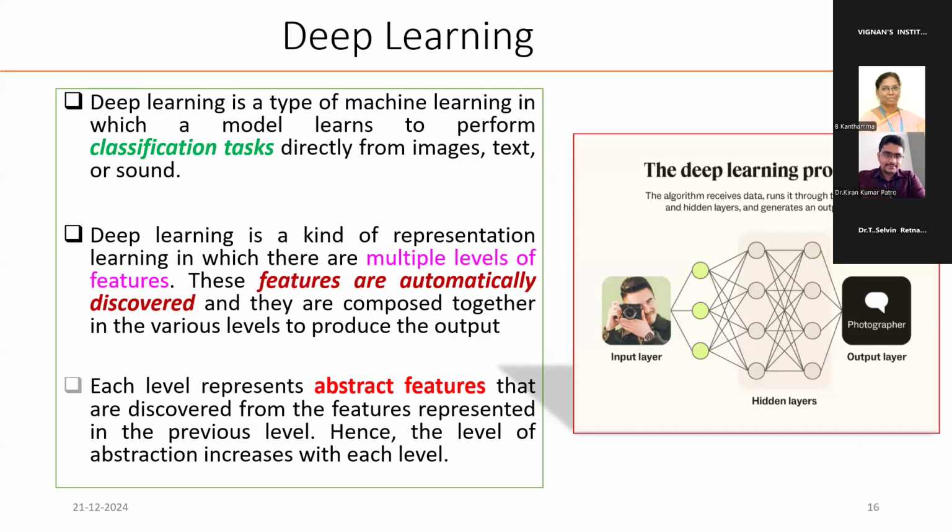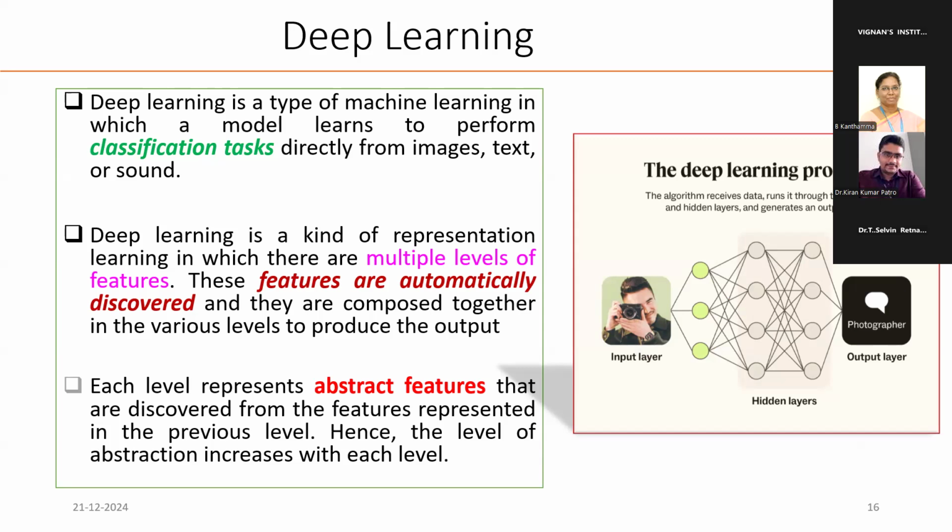So deep learning is also considered a type of machine learning. The model learns to perform classification tasks directly from the data only. Deep learning is a kind of representation learning in which there are multiple levels of features. These features are automatically discovered.